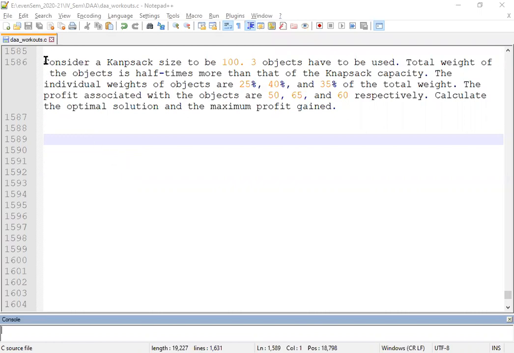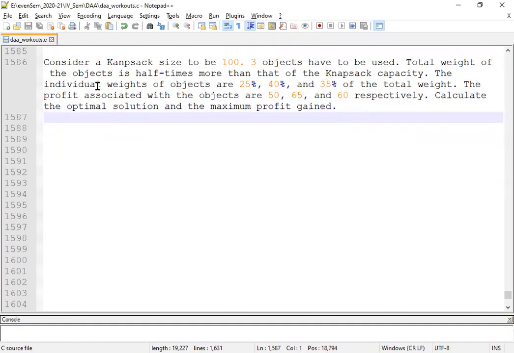Let us go through the problem statement. Consider a knapsack size to be 100. Three objects have to be used. Now, that means the total size of the given knapsack bag is 100 here. So M is going to be 100.